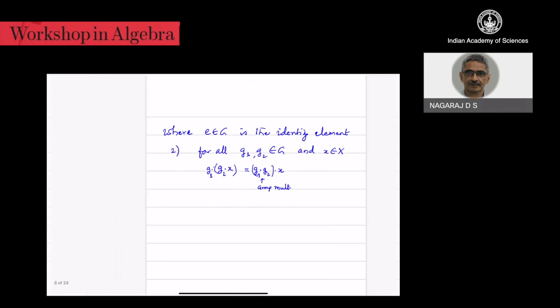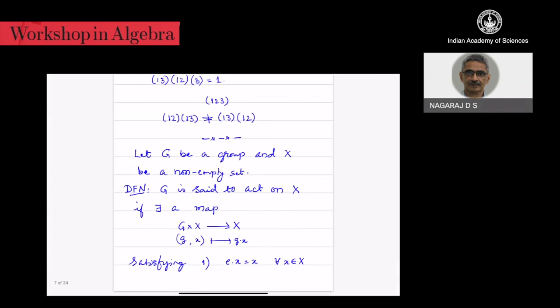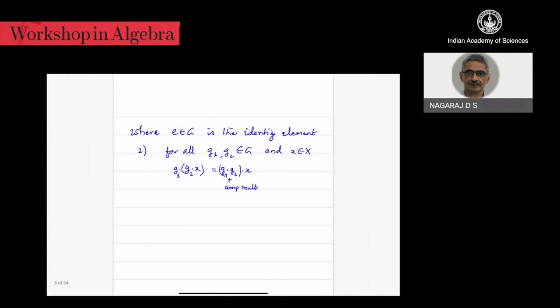So this is what is meant by an action. If you have a group and a set X, then we say that the group acts on the set X if there is such a map from G cross X to X satisfying these two properties. Okay, so note the way we define B_X, note this remark.